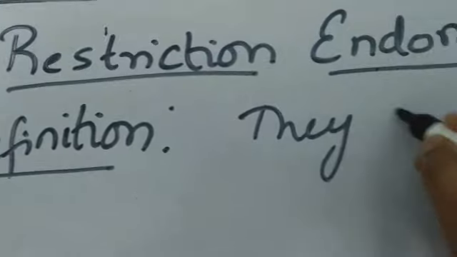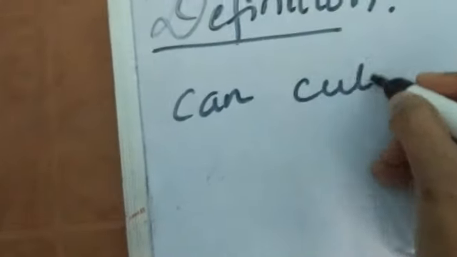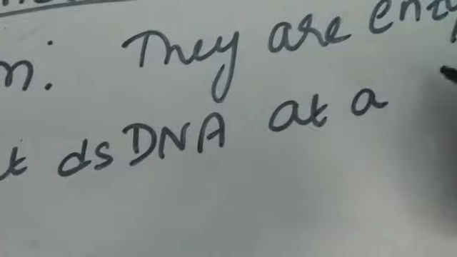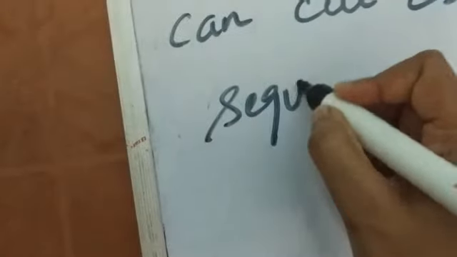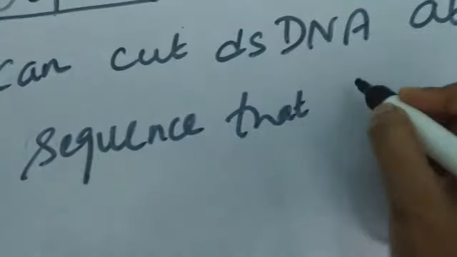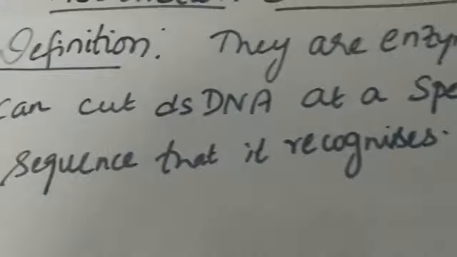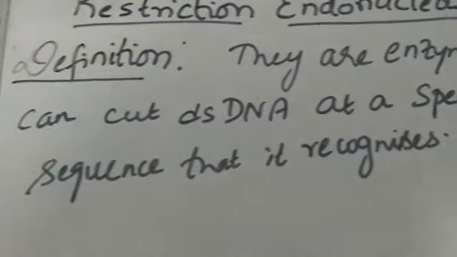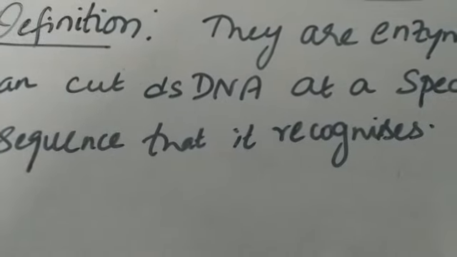They are enzymes that can cut double-stranded DNA at a specific sequence that it recognizes. So restriction endonucleases are enzymes that can cut double-stranded DNA at a specific sequence that it recognizes.